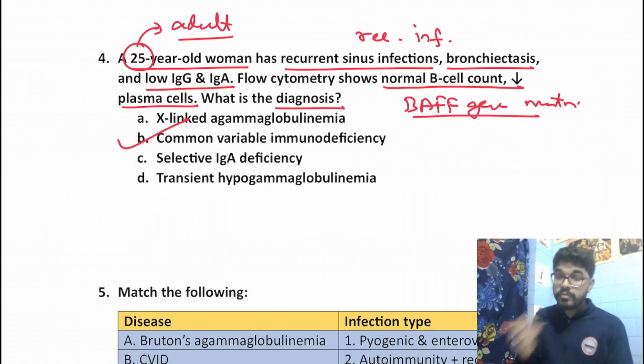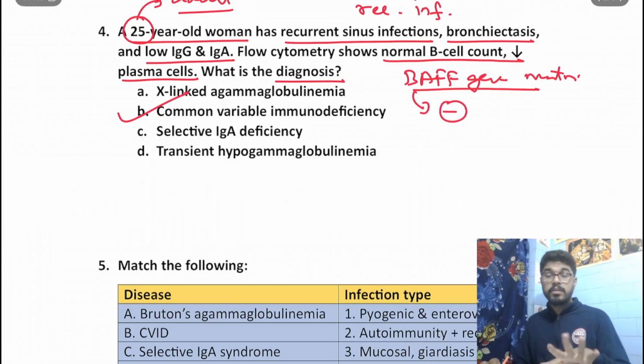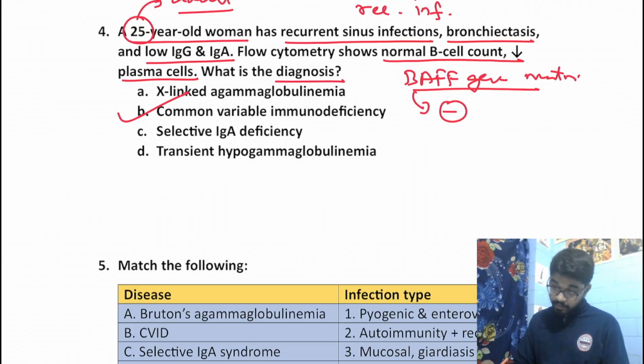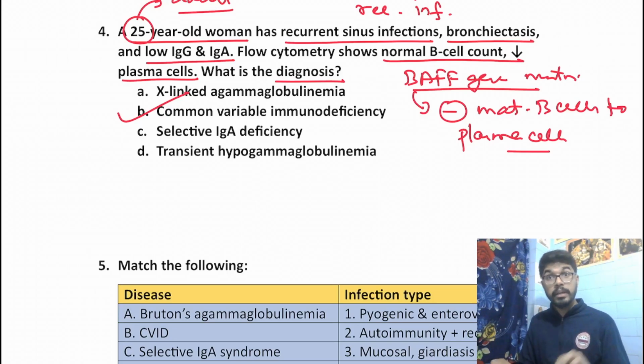And this BAF gene is responsible for the conversion of mature B cells into plasma cells. Now, due to BAF gene mutation, there would be a defective conversion of the mature B cells to plasma cells. That's why over here you get normal B cell count but decreased plasma cell count, right?